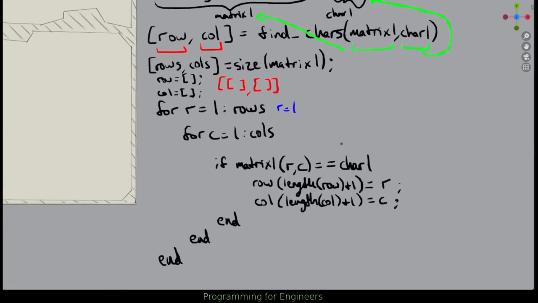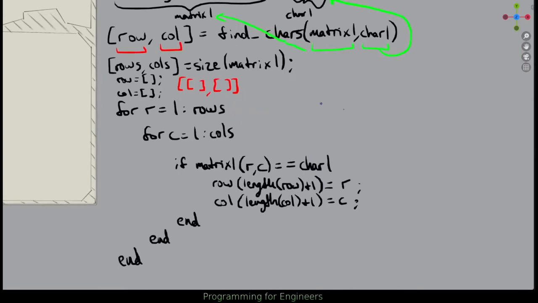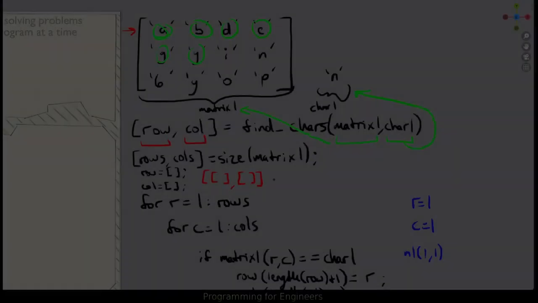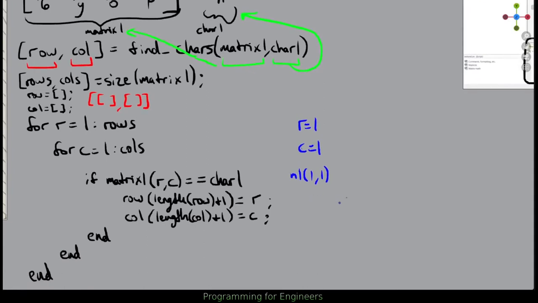So if I split this out to the side here, R equals 1, then C equals 1, then if matrix 1 at RC, I'll just say M1 at 1, 1, this is A in this case, so this is A, that equals equals, and char 1 is N in this case. If this is true, then do something, but this is not true, so don't do this. Then I reach this end, because I'm skipping this.